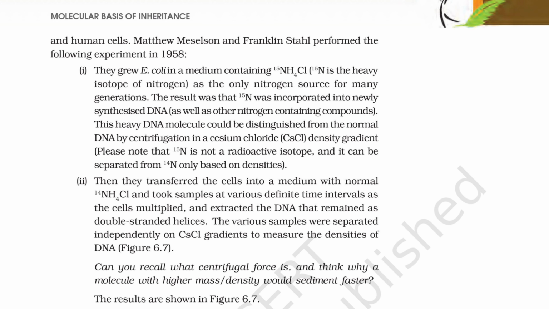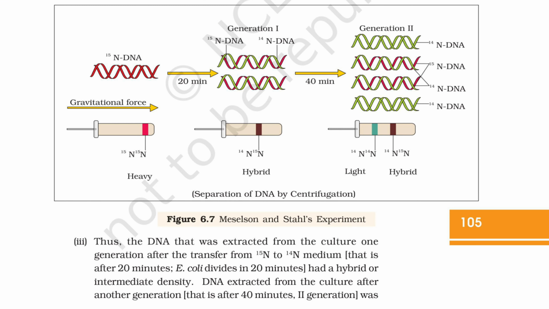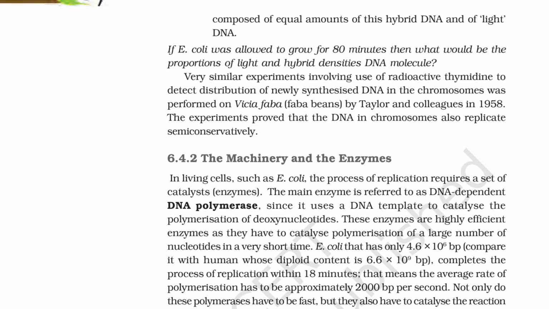The results are shown in figure 3. Thus, the DNA that was extracted from the culture one generation after the transfer from 15N to 14N medium, that is after 20 minutes (E. coli divides in 20 minutes), had a hybrid or intermediate density. DNA extracted from the culture after another generation, that is after 40 minutes, second generation, was composed of equal amounts of this hybrid DNA and of light DNA.